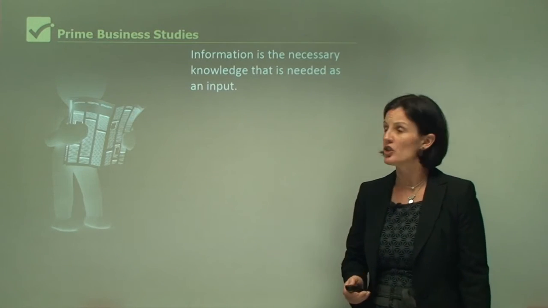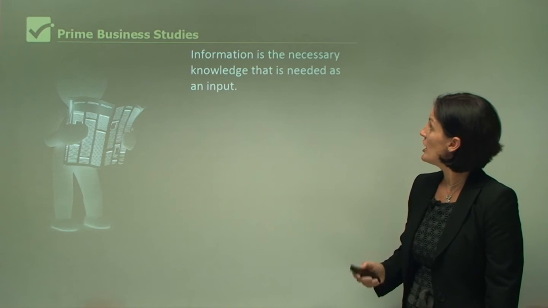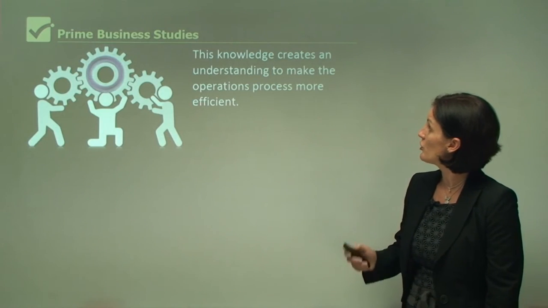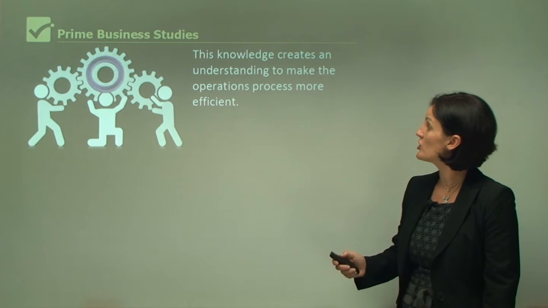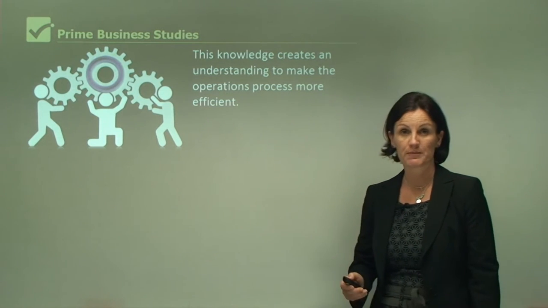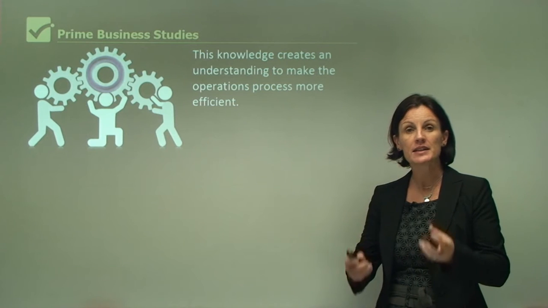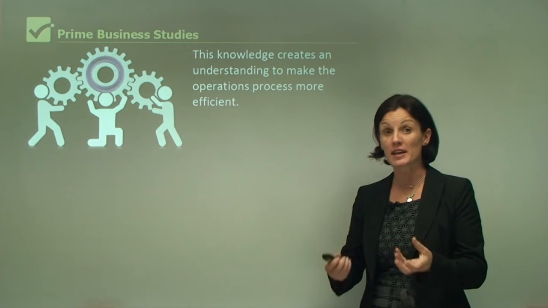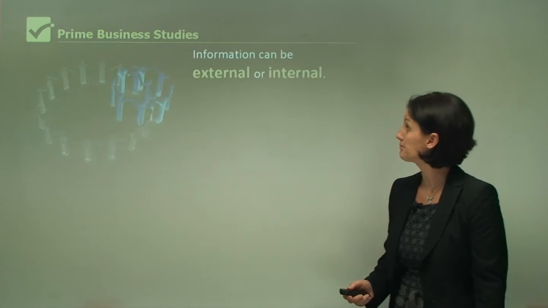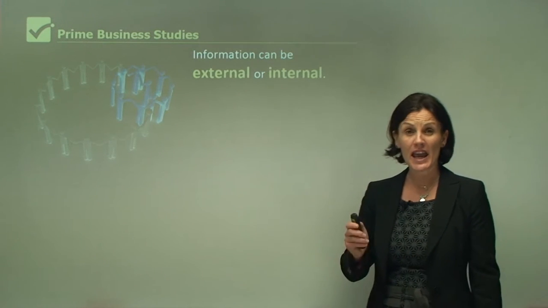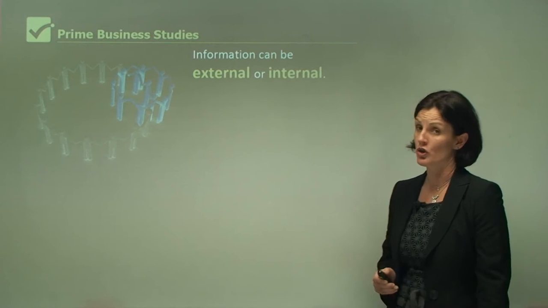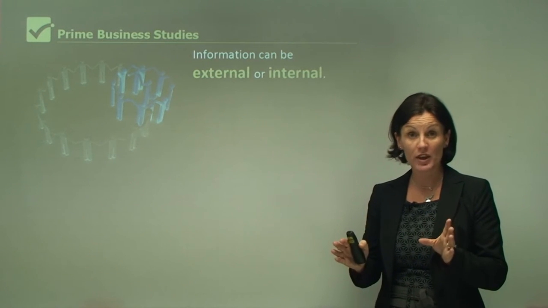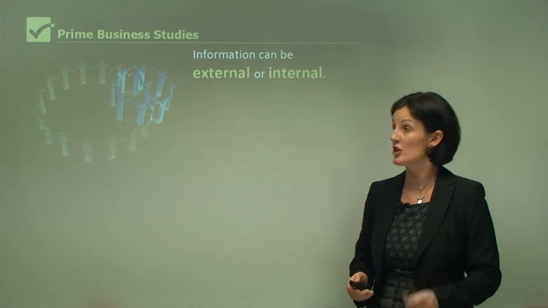Now, information is the necessary knowledge that is needed as an input. This knowledge creates an understanding to make the operations process more efficient. A business needs information to make their products better so that they can maximise profit. It can be external or internal, and modern businesses need to use both external and internal information.